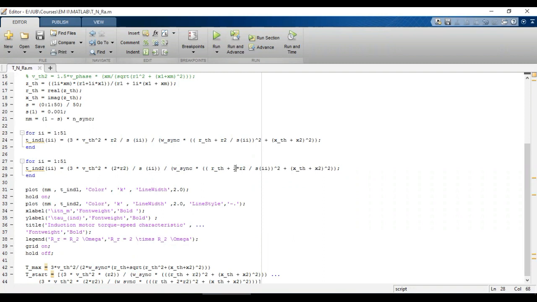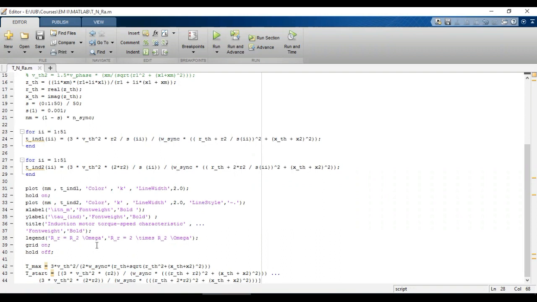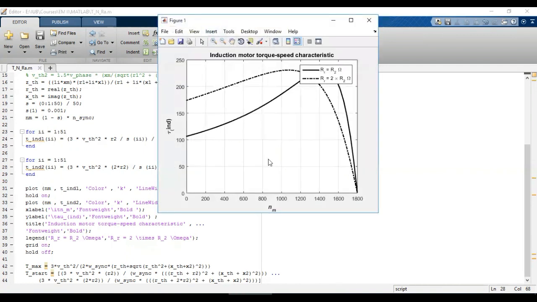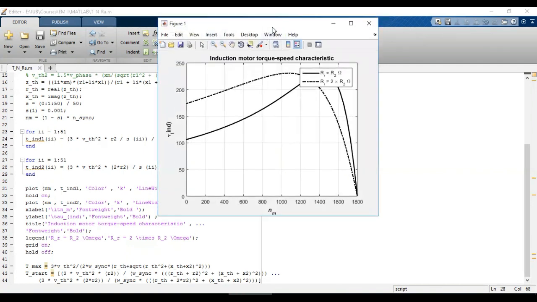Okay, the resistance at the rotor side is doubled and all other terms are the same. So these are the plotting commands, and then we will try to verify the plots with the mathematical expressions of the starting torque and the maximum torque. Okay, so when I run this file, such a plot is obtained.